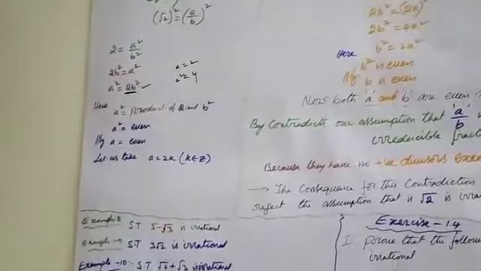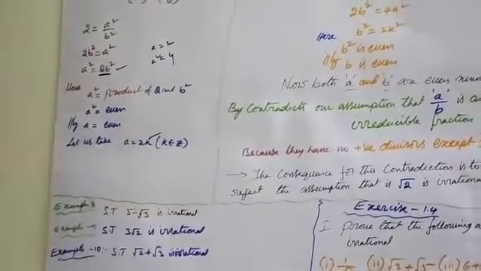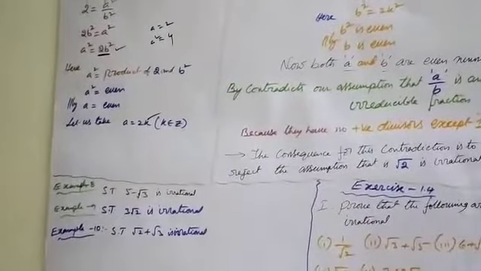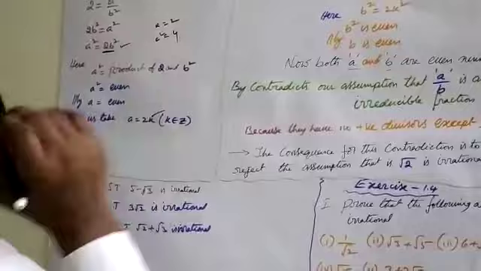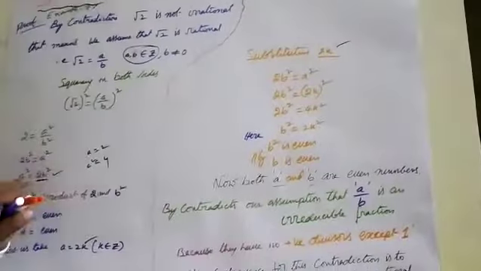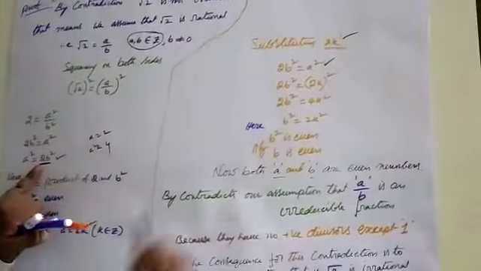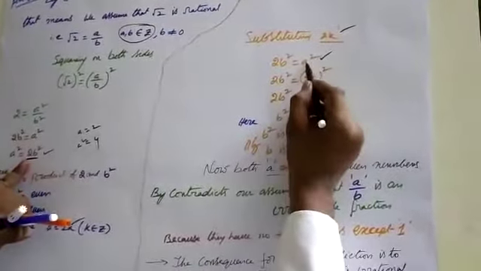Let's take a = 2k, where k is some integer or constant. Substituting a with 2k in a² = 2b²: a² = 2b², so 2b² equals, with a = 2k, the following.